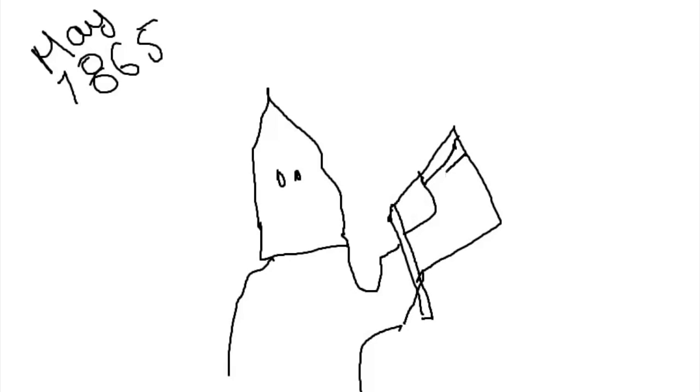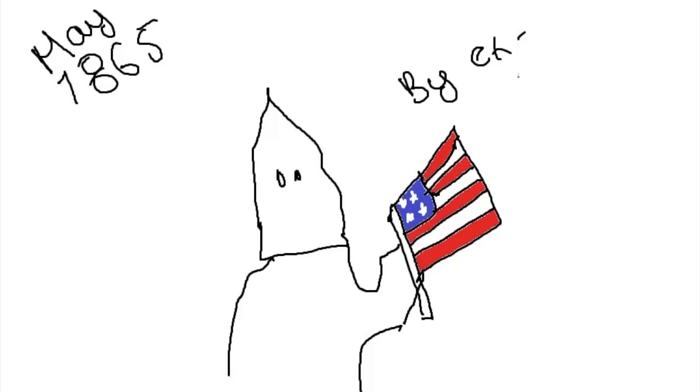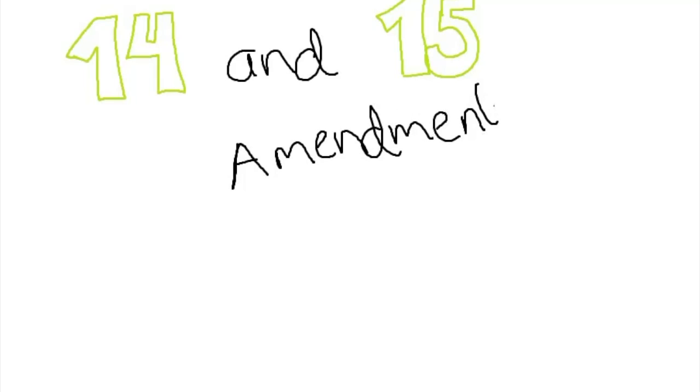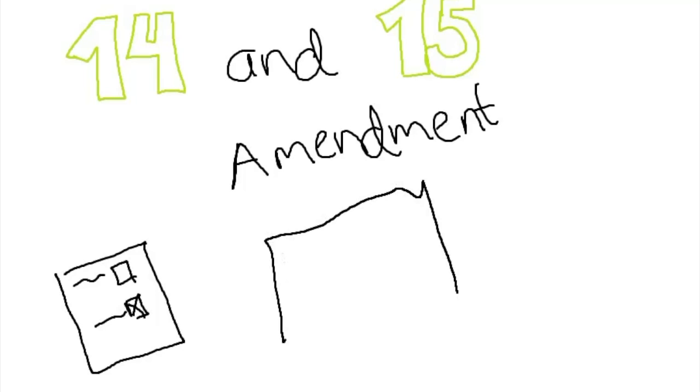That same year, after the assassination of Lincoln, the Ku Klux Klan was formed in Tennessee by ex-Confederates. In 1868, the 14th Amendment to the Constitution is ratified, defining that individuals born or naturalized in the United States are American citizens, including those born as slaves. Later on, in 1870, the 15th Amendment to the Constitution is also ratified, giving Blacks the right to vote.